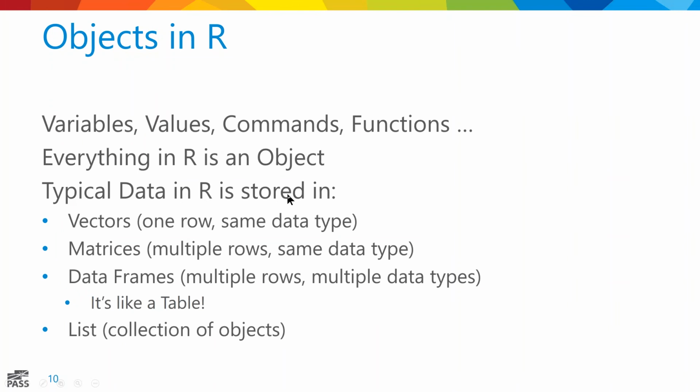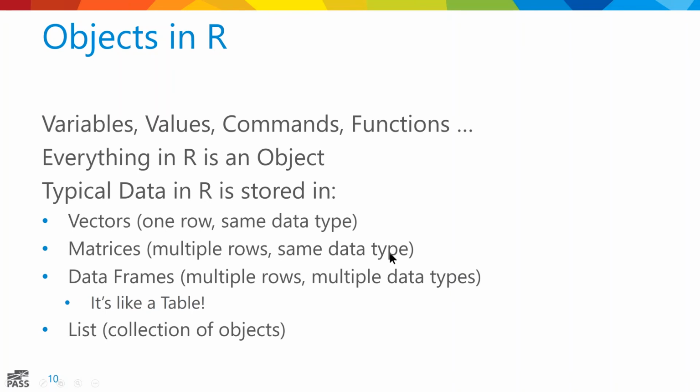This is the main meat that I want to go over in the slides until we get into demos: the different object types in R. Everything in R is an object. Typical data in R is stored in one of 4 types of objects. Vectors. I broke it down like if you're a DBA or a developer working in databases: vectors you can think of as one row with the same data type. It can be one row with one column, or one row with multiple columns. But a vector is one row of data with the same data type. We'll go more into this in the next slides.